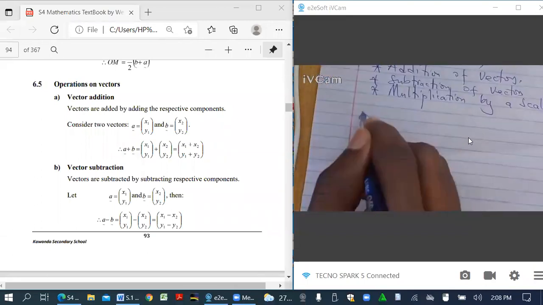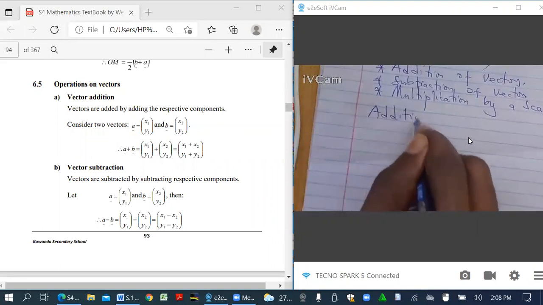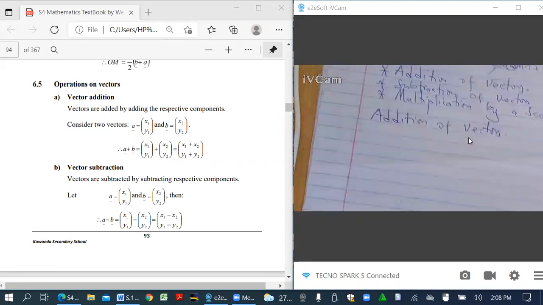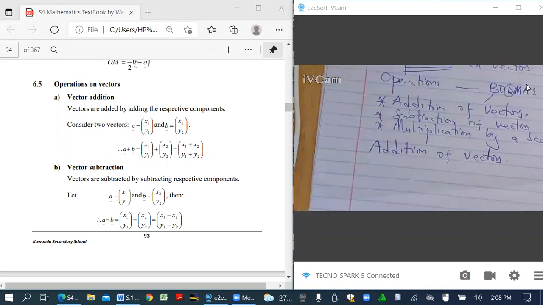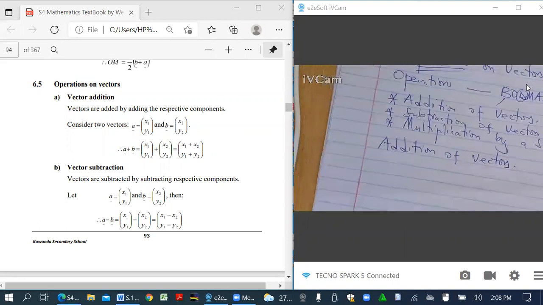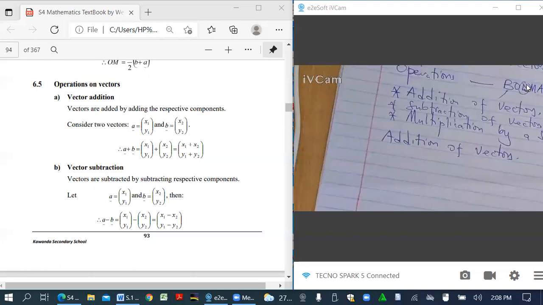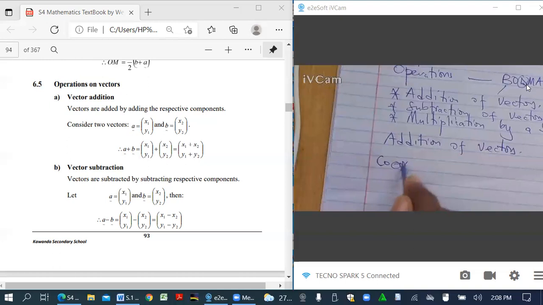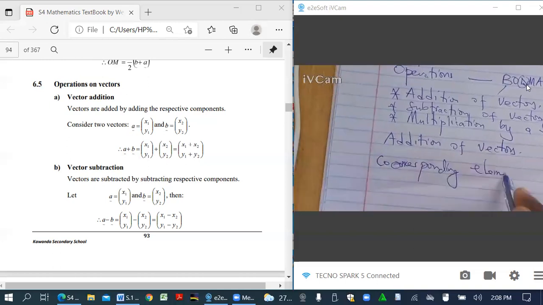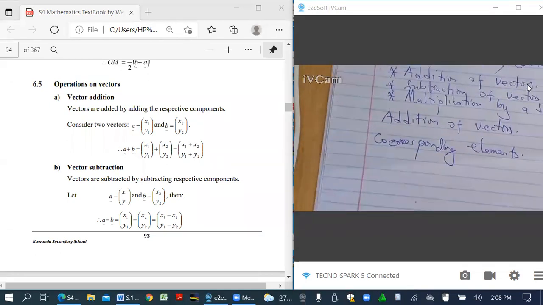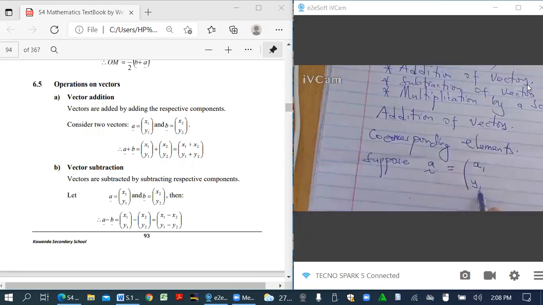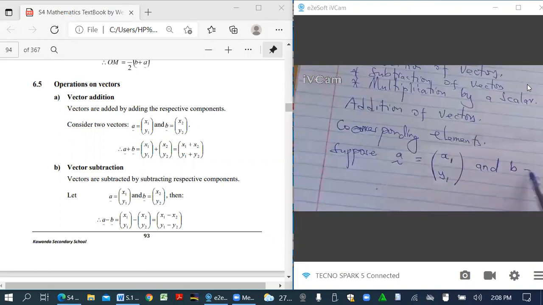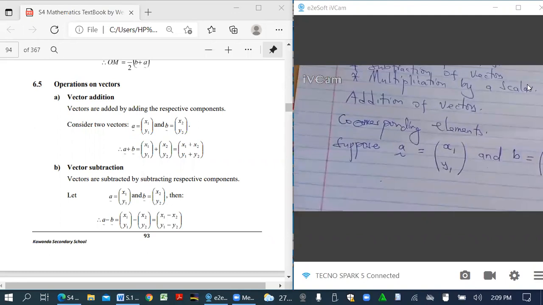Can you write it down? Addition of vectors. We want to see how we add vectors. Vectors are added by adding respective components or corresponding elements. What does it mean? Can you write down? Suppose vector A is equal to x1, y1, and B equals x2, y2. I believe you're able to see from the notes.